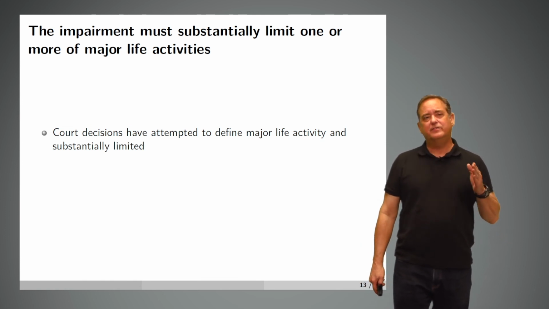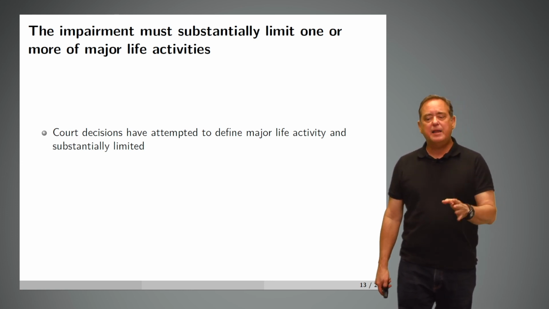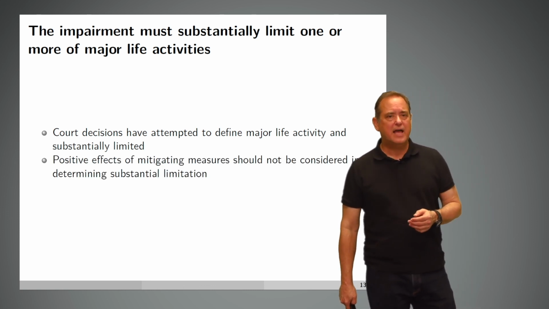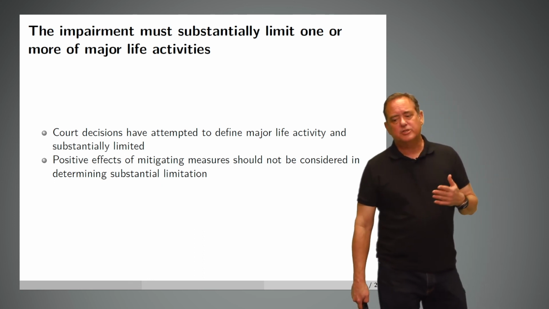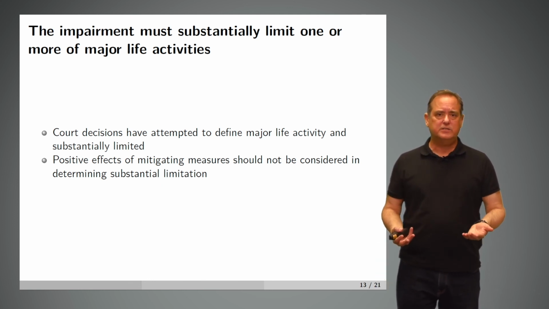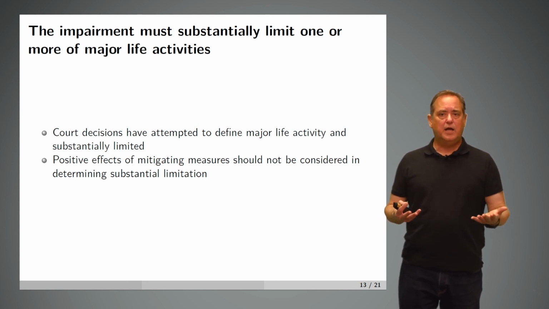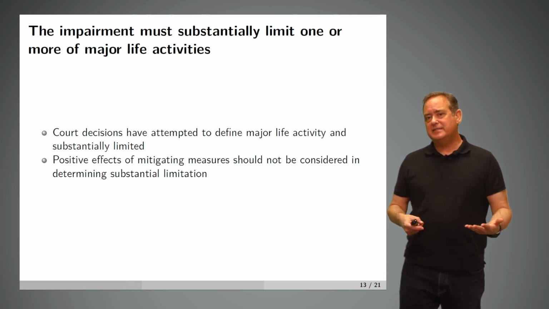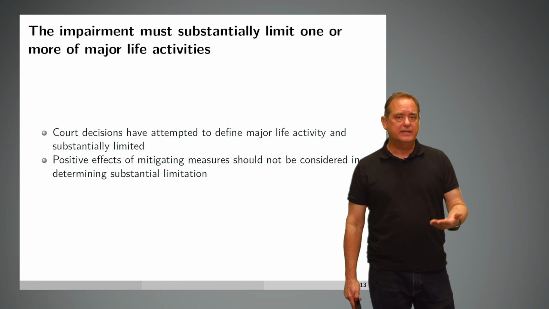And there are a number of court decisions in which they attempt to define major life activity and what is a substantial limitation of that major life activity. The positive effects of mitigating measures should not be considered in determining substantial limitation. If you have Parkinson's disease, for instance, which causes you to shake, and you can take pills to minimize the shaking, just because you can do that, that should not be considered in determining whether there's a substantial limitation. You have to look at the non-mitigated disability.